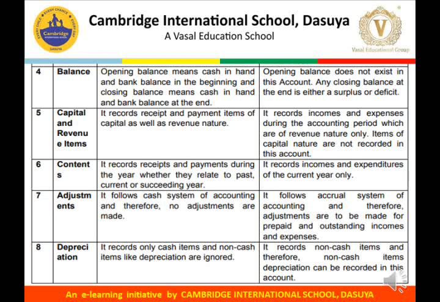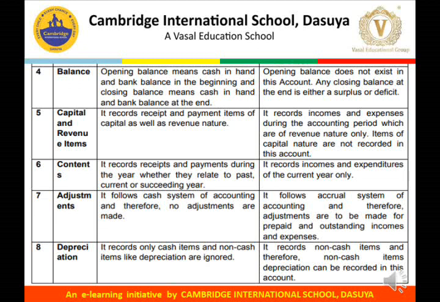Next difference is the capital and revenue items. Receipt and payment account records receipts and payment items of capital as well as revenue in nature. Whereas in case of income and expenditure account, it records incomes and expenses during the accounting period which are of revenue nature only. Items of capital nature are not recorded in this account.